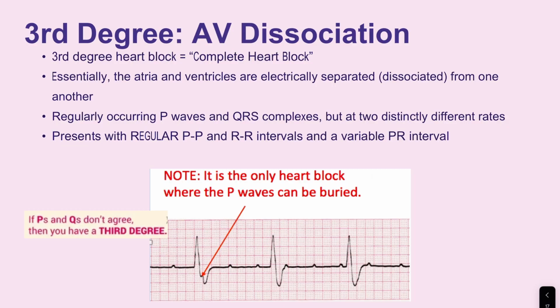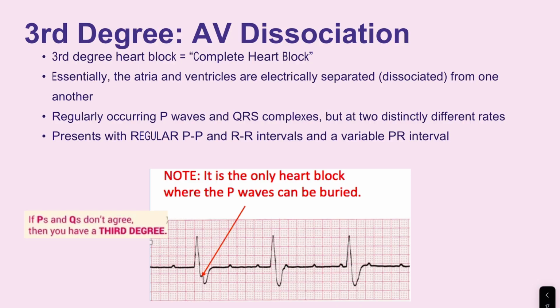All right, and then we have third degree, which is AV dissociation completely. This is a complete heart block. Essentially, the atria and the ventricles are electrically separated or dissociated from one another. They are not talking, they are not communicating. The top half of your heart is doing its thing, and the bottom of your heart is doing its thing, and they're not talking to each other. They're in a fight, right? So you have regularly occurring P waves and QRS complexes, but at 2 distinctly different rates. Presents with regular P to P and R to R intervals and a variable P to R interval.